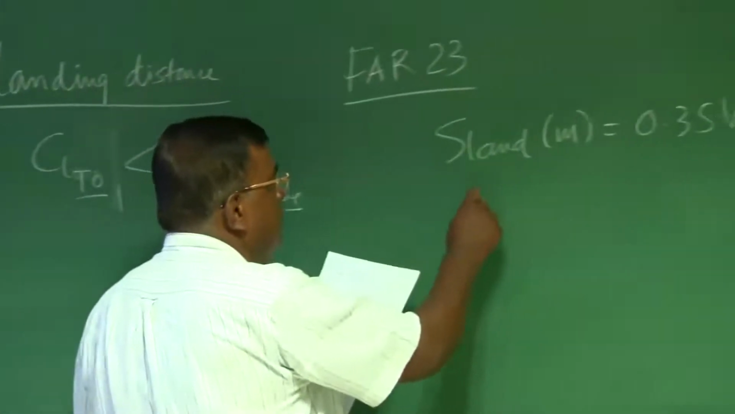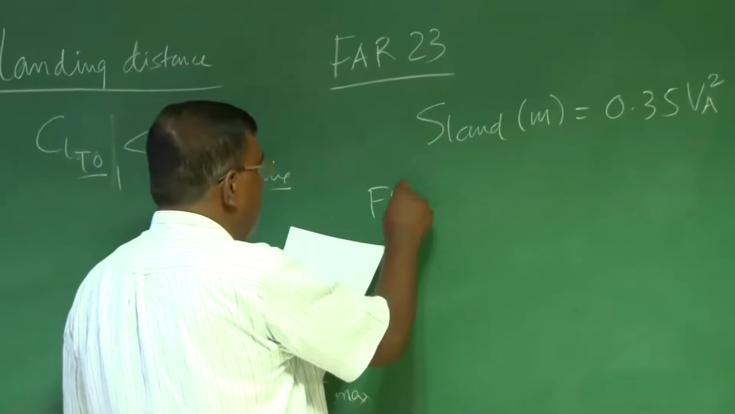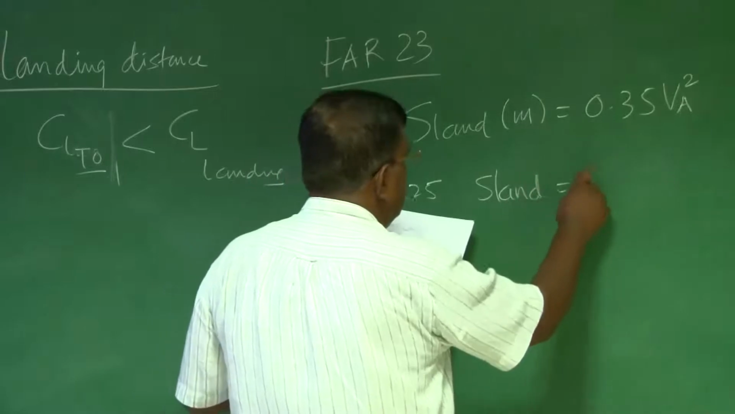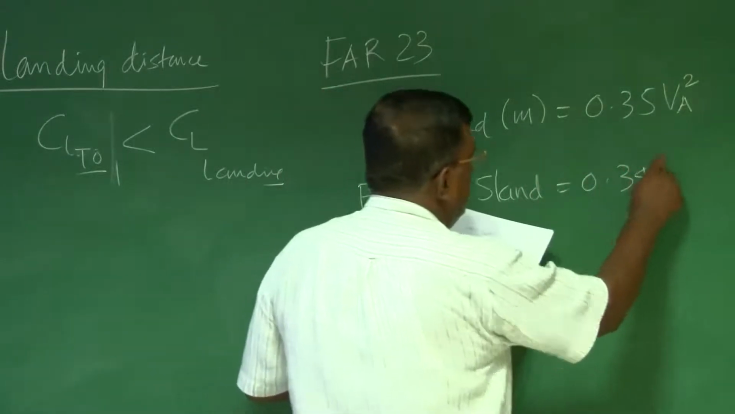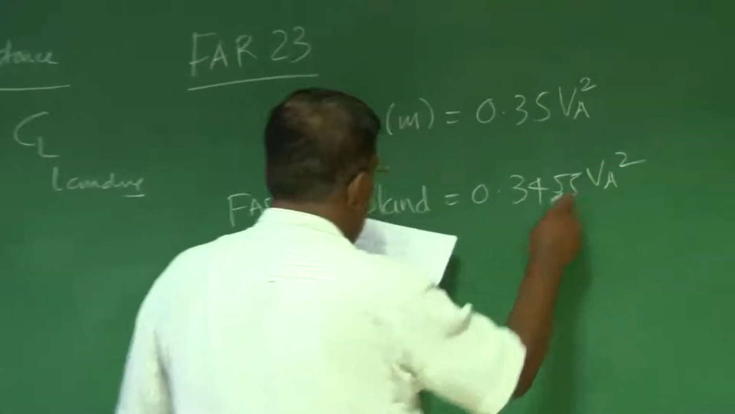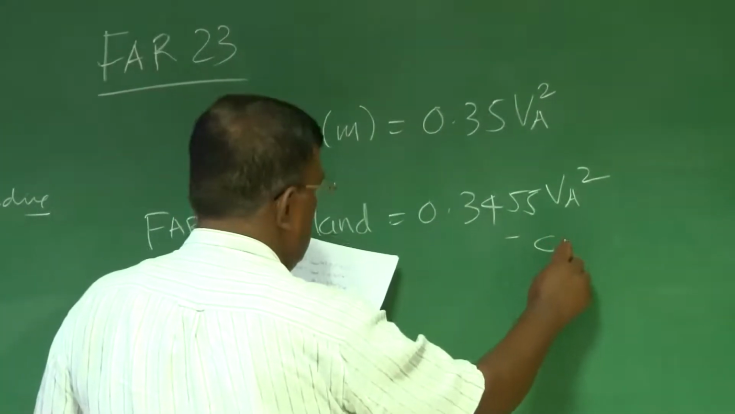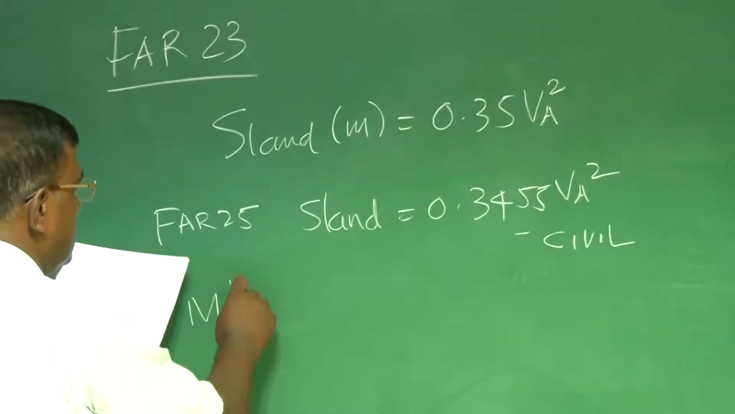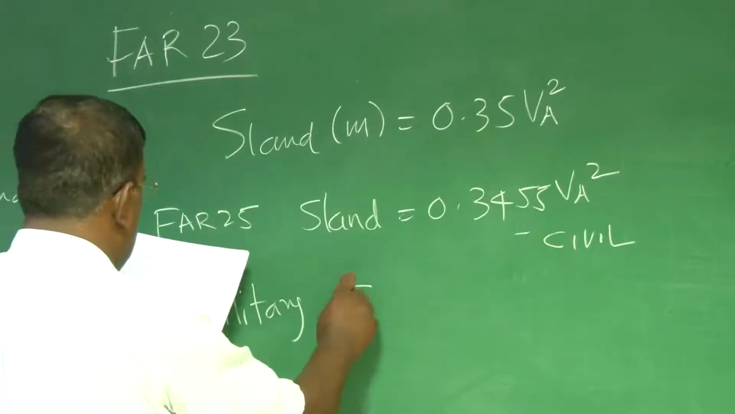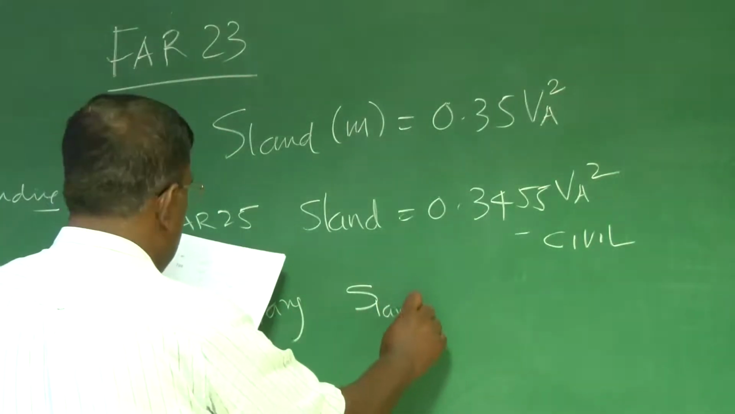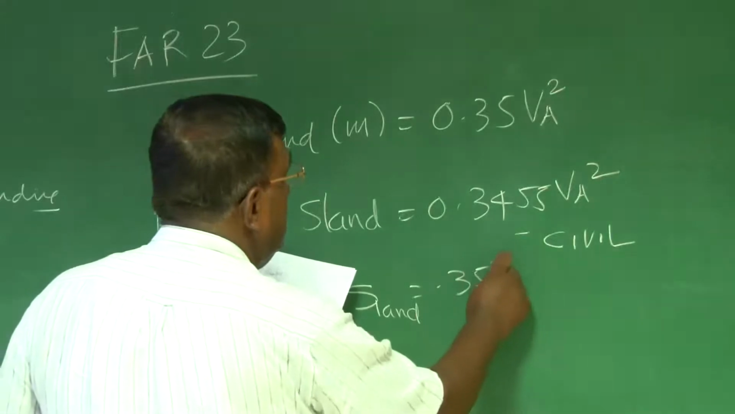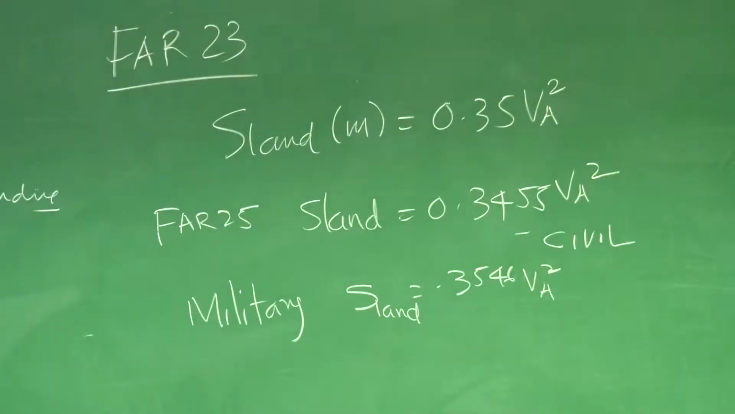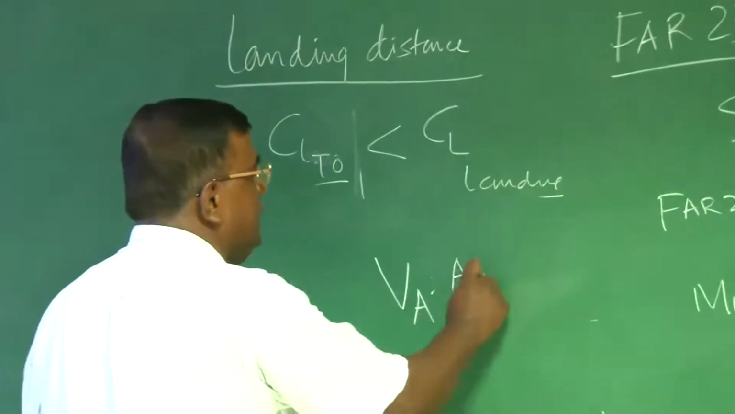And FAR 25. This thing goes through modifications because of more and more experience they get, and the requirement is 0.455 VA square. And this is for civil, of course. And for military, S-land is around 0.3546 VA square. What is this VA? That is important. VA is approach speed.